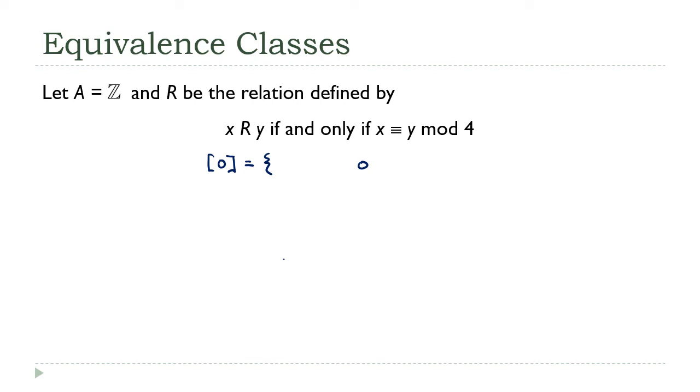So I need other numbers whose remainder is 0 when I divide them by 4. The numbers that have that property are the multiples of 4. So I would say 4, 8, 12, and so on going up. And the negatives work as well: -4, -8, and down. Every multiple of 4, positive and negative, would be in the equivalence class of 0.